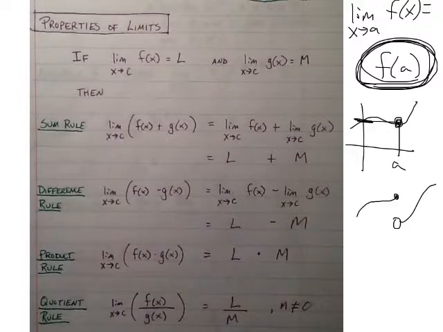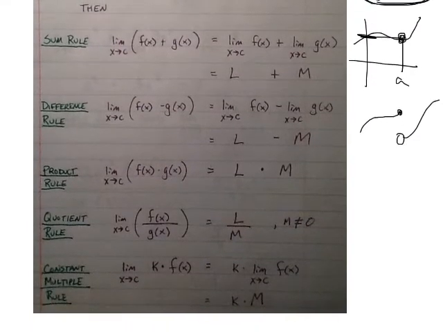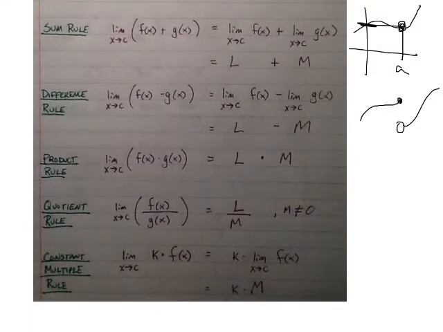Our product rule: you're taking the limit of the first times the limit of the second. Our quotient rule is the limit of the first divided by the limit of the second. And all these kind of make intuitive sense. This one has a little caveat: it won't work if the limit of your denominator is 0. So we need to be careful, and that's one of those conditions where algebraic laws really come into effect for us.